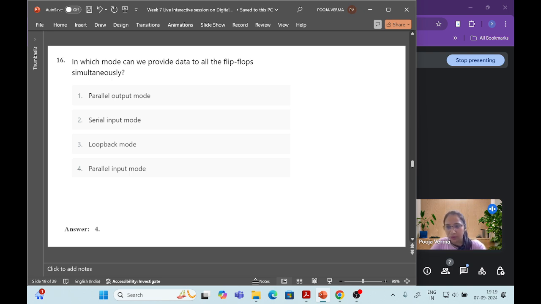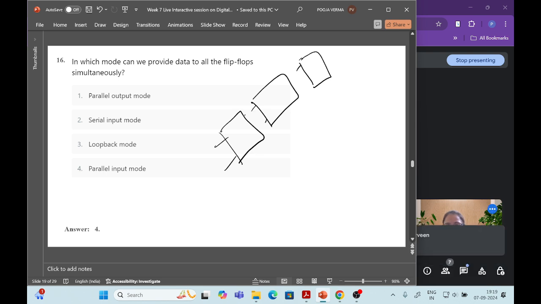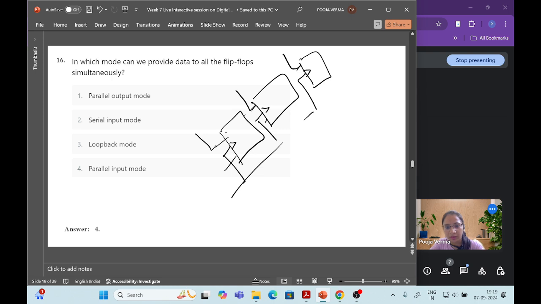So already we know that a flip-flop can store one bit of data, right? So for example, we can take 2 or 3 flip-flops. Here, in which mode can we provide data to all flip-flops? We need to provide data to all flip-flops. This one is a clock that can be connected, and you can take it here as a D flip-flop. Mostly because it will act as a shift register.